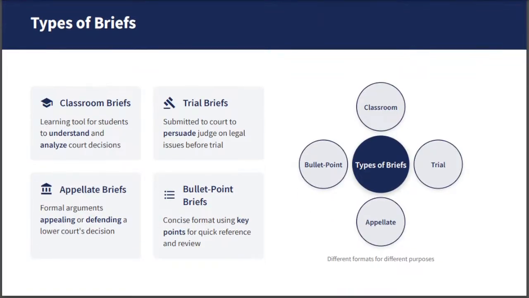So let's look at the different types of briefs there are. There are classroom briefs, a learning tool for students to understand and analyze court decisions. They may use this in their moot courts. There are trial briefs, which are submitted to court to persuade the judge on legal issues before trial. And then there are appellate briefs, the formal arguments appealing or defending a lower court's decision. And there are bullet point briefs, a concise format using key points for quick reference and review. So these are the different formats for different purposes.